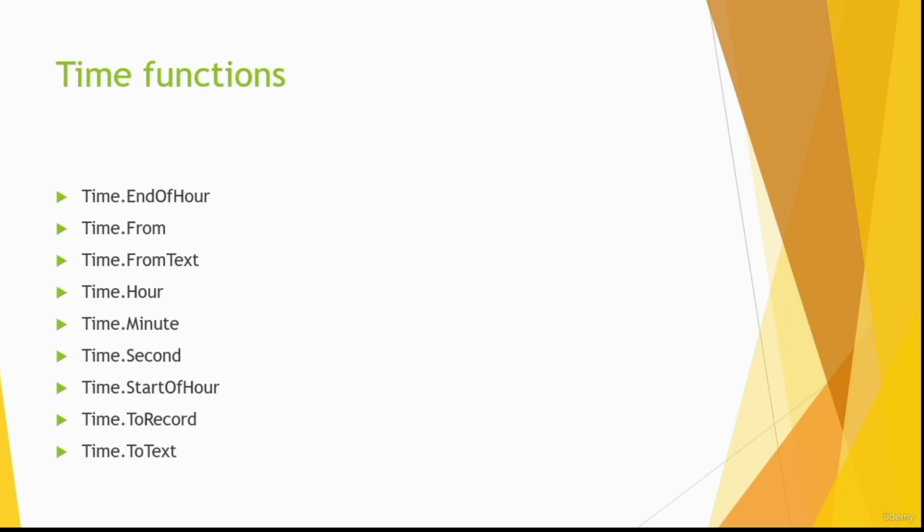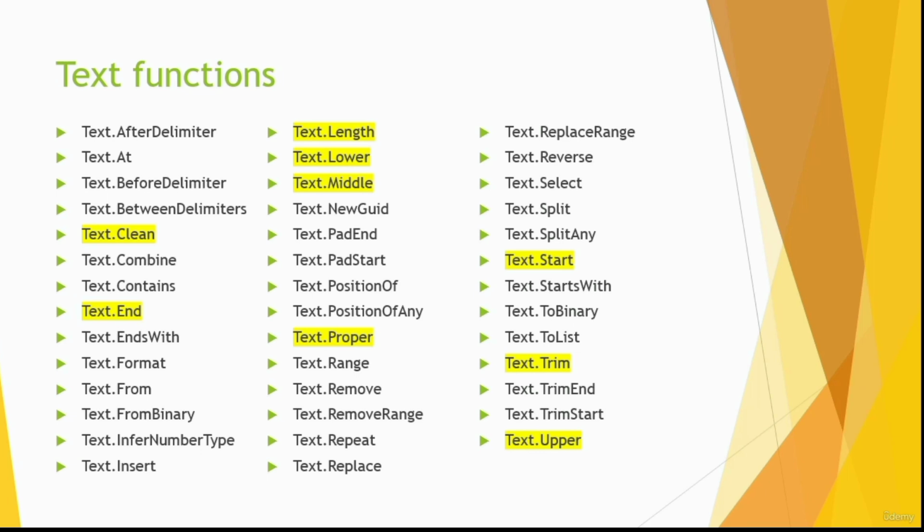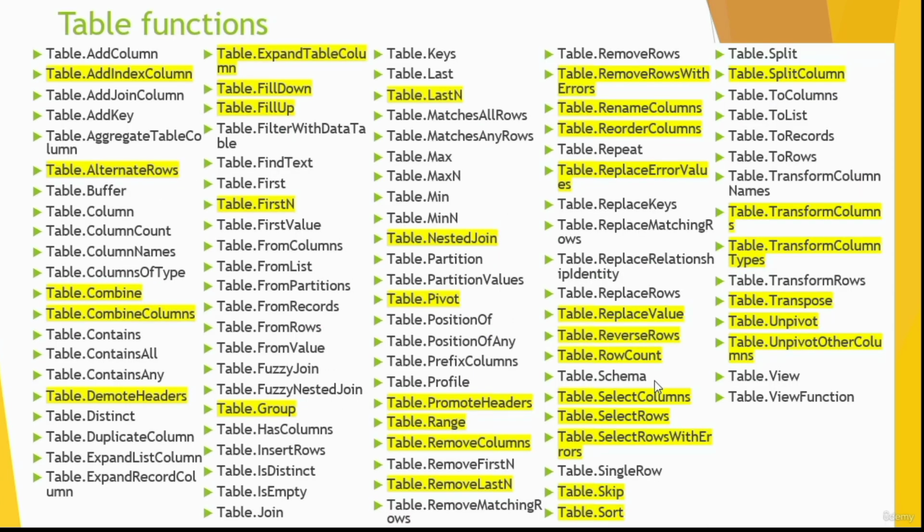Now there is something to be said about M functions in that they are case sensitive. So you must have each word starting with a capital letter. So you can see Text.PositionOf any. You can see all the capitalizations. Thankfully, the capitalizations are regular. So if you know the command is reverse rows, then you know that both of those have got a capital R at the beginning.